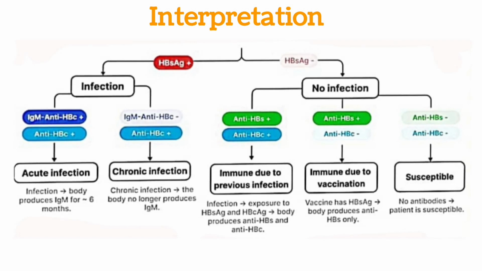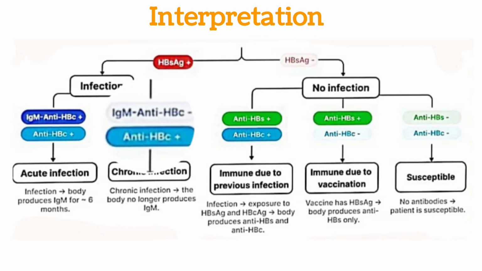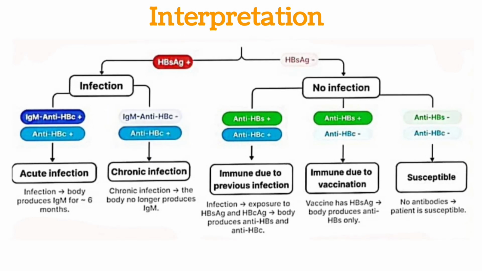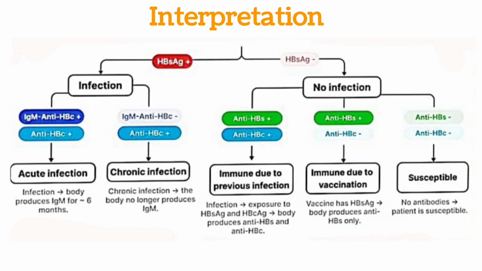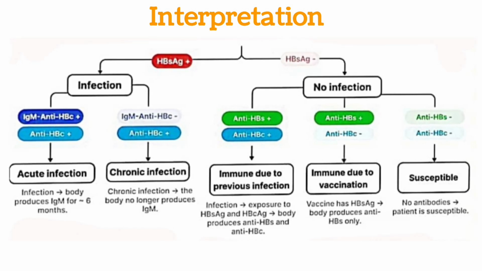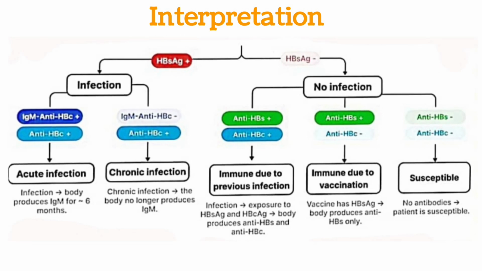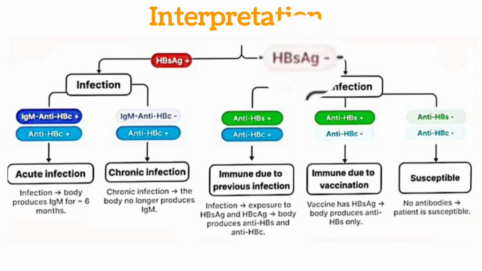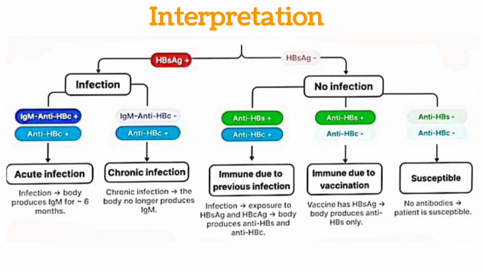On the other hand, if hepatitis B core antibody is positive, but IgM is negative, then this indicates chronic infection. Note that IgM antibody indicates acute infection and remains in the body for an initial 6 months. On the other hand, if hepatitis B surface antigen is negative, then it indicates that there is no infection.